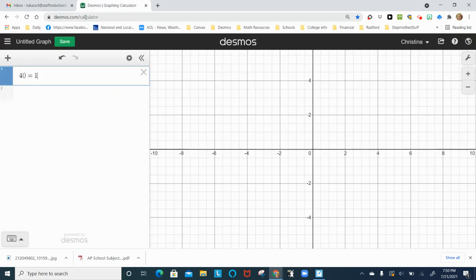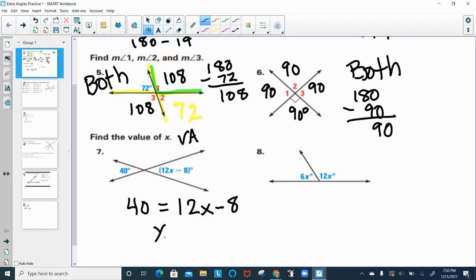40 equals 12x minus 8. And you're going to get x is 4. Not too bad. And if you wanted to check it, you could plug it back in here. You could say, okay, what's 12 times x, which is 4? 12 times 4, well, that's 48. Minus 8 is 40. So we're getting 40 for both of these, and that's what we should have gotten.